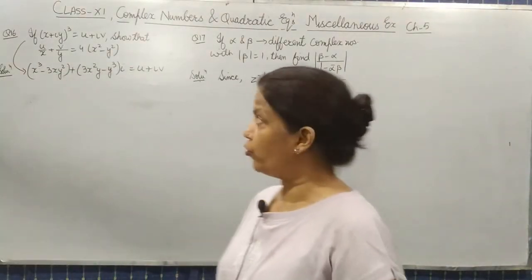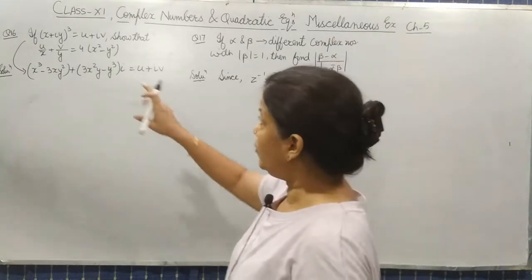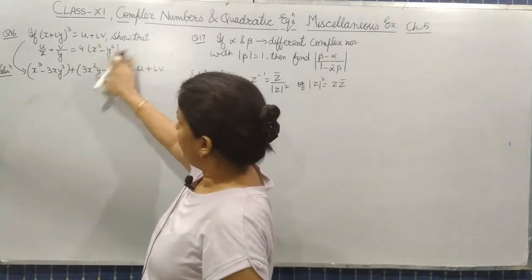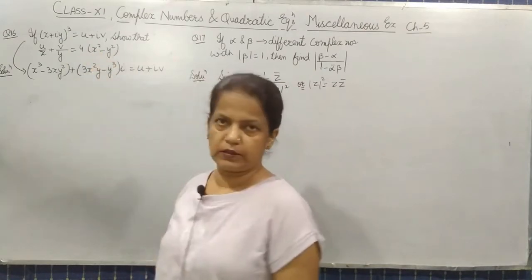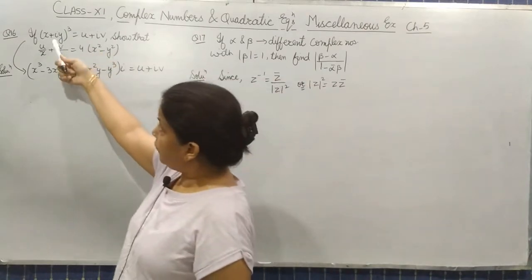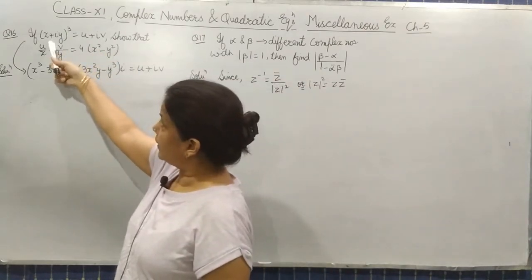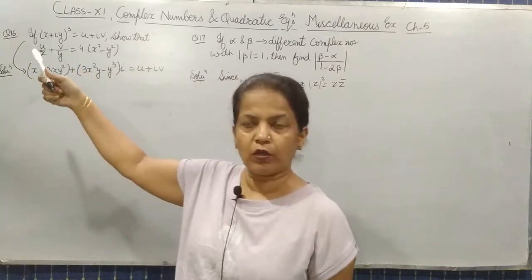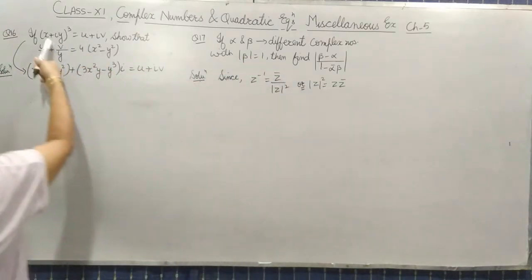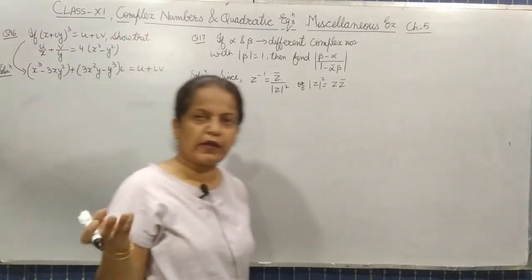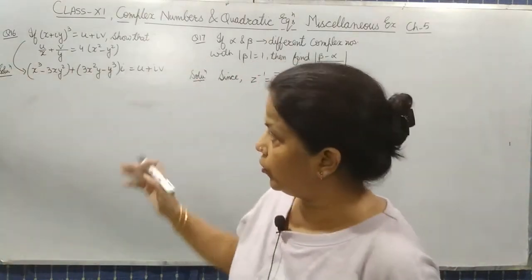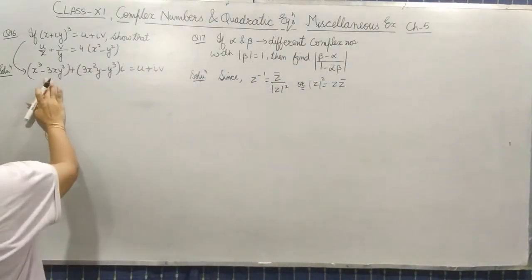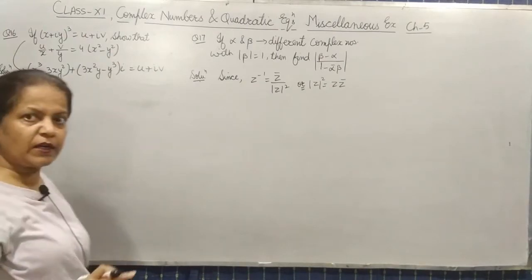Welcome back with question number 16. In question 16, this is given and you have to show this equals this. If you observe the given part, it is in the form of (a plus b) whole cube. So we will open this bracket by using the identity for (a plus b) whole cube and keep the real part and the imaginary parts separately.